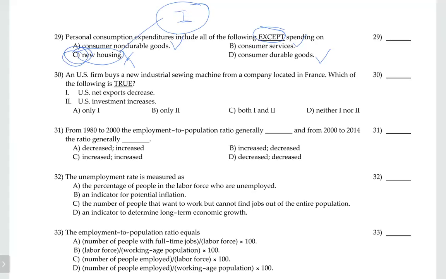30. A US firm buys a new industrial sewing machine from a company located in France. Which is correct? US net export decrease. What's net export? It's export minus import. So here is essentially import increase. Then the net export is going to decrease. That's correct. Two, US investment increase. So this sewing machine is considered as capital investment. So this is also correct. So 30 answer is C.